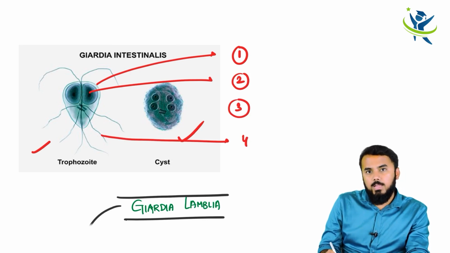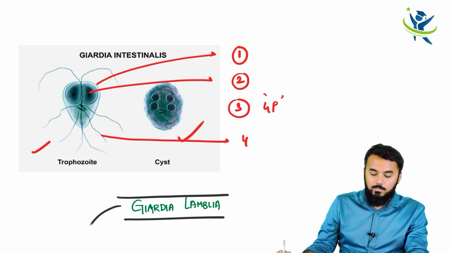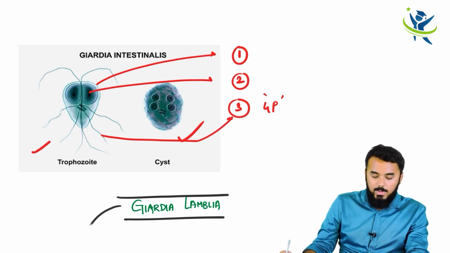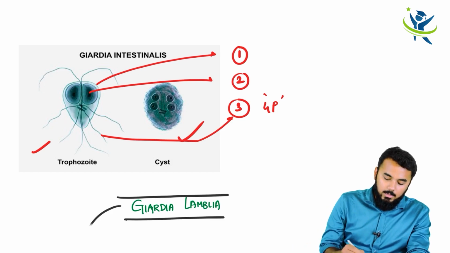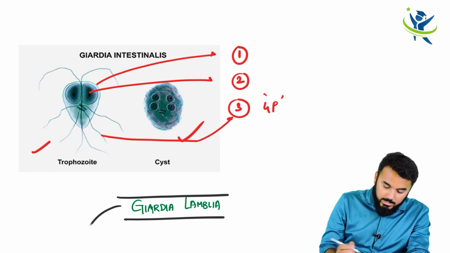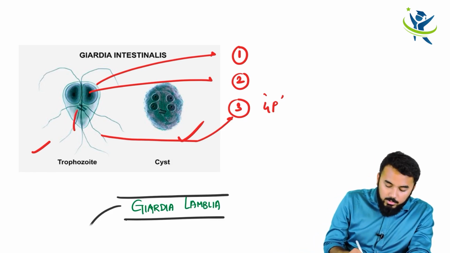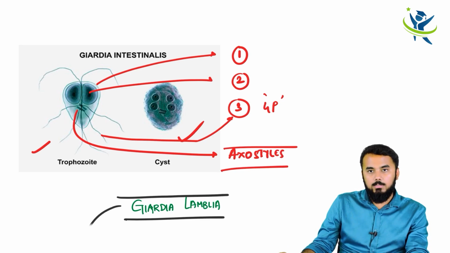How many pairs of flagella? There are around 4 pairs of flagella. And finally, another important thing is that you notice 2 sticks within this pear-shaped organism. These 2 sticks are called axostyles.